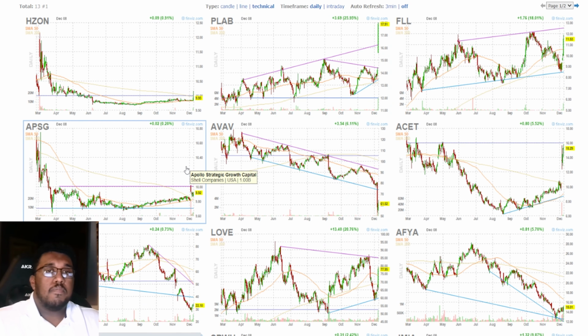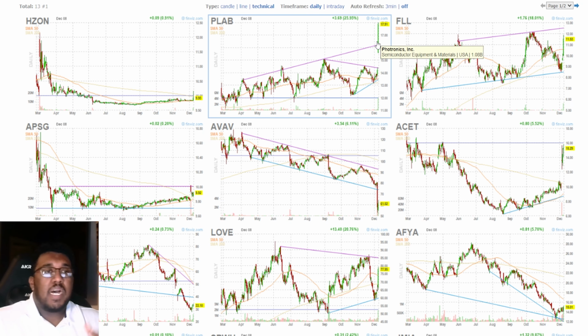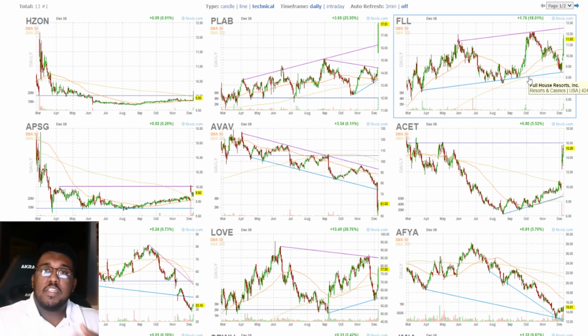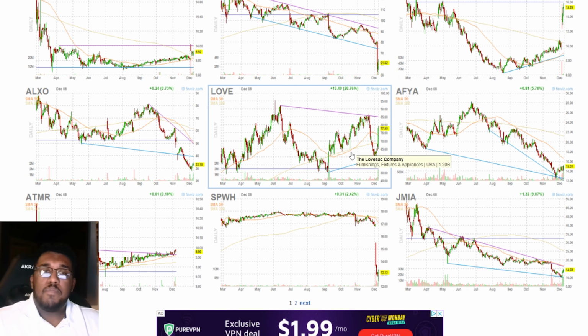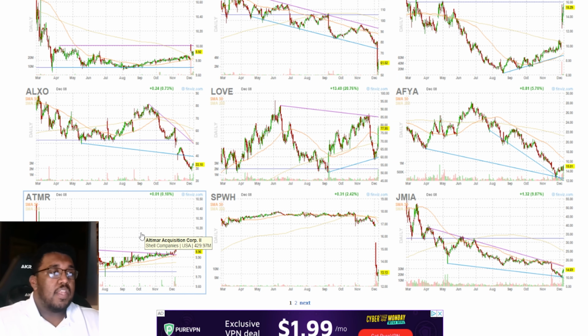Next, let's see. PLAB, this one already popped. We don't want to follow this one. We don't want to chase it. FLL popped. We don't want to chase it. This one, AVAV, had some bad volatility. You do not want to trade that. You want to trade something that's been consolidating.